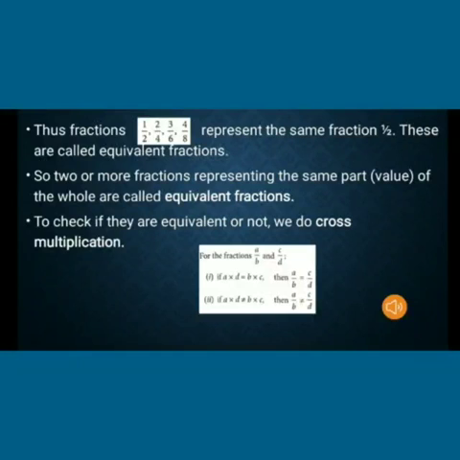Dear students, to check whether fractions are equivalent or not, we do cross multiplication. For the fractions a upon b and c upon d, if a multiplied by d equals b multiplied by c, then they are equivalent fractions, and if a multiplied by d is not equal to b multiplied by c, then they are not equivalent fractions.